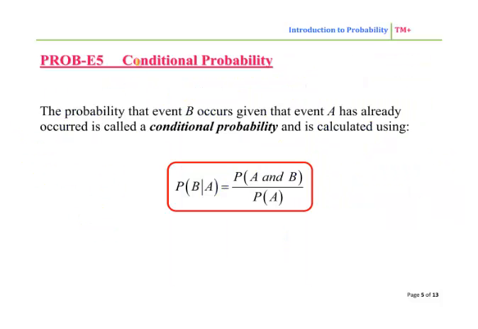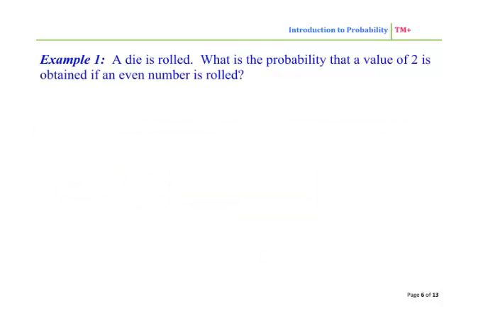Now let's look at conditional probability. Now the probability that an event B occurs given an event A has already occurred is called conditional probability, and you can see that here. So the probability of B given A equals the probability of A and B over the probability of A. So let's look at an example here.